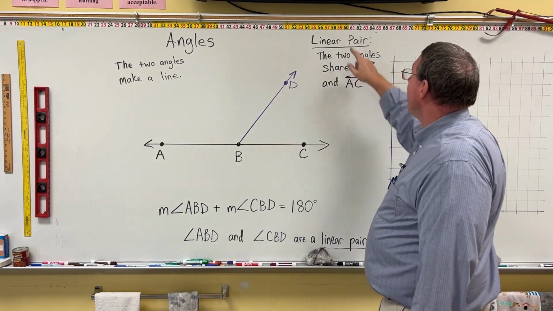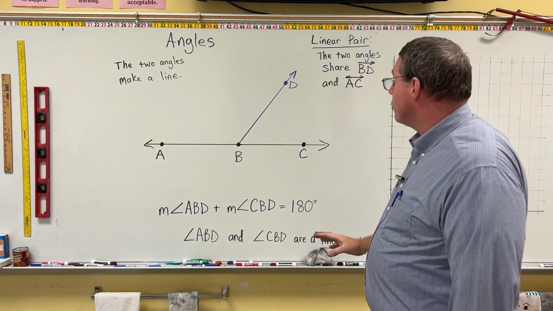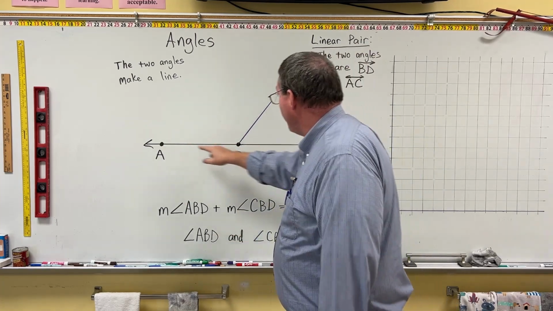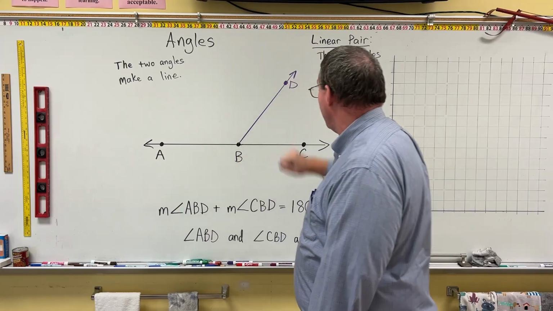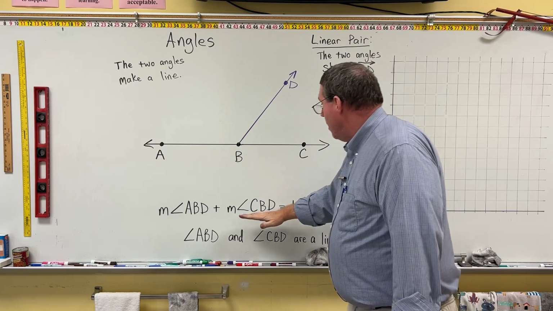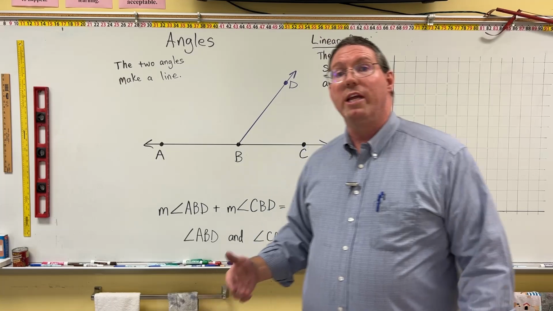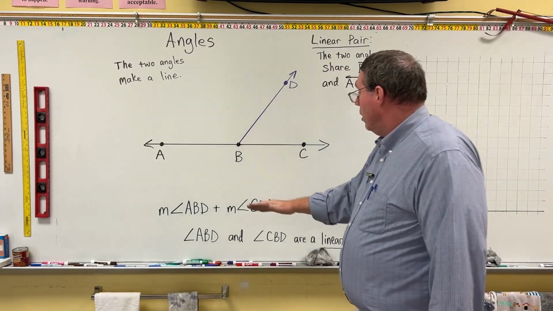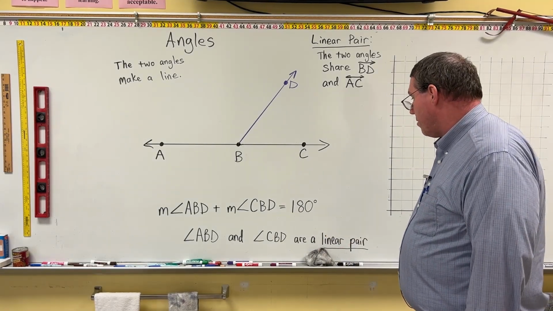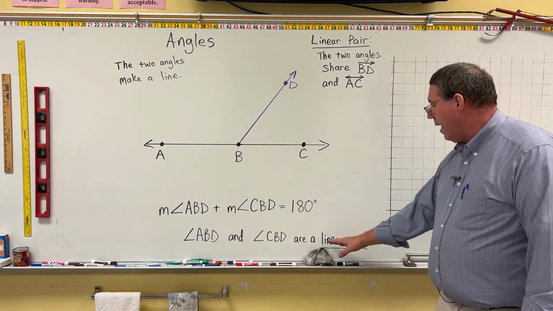Okay, when that happens, we call the two angles a linear pair. And here's the interesting thing about a linear pair. When you take the measure of angle ABD, and add to it the measure of angle CBD, that equals 180 degrees. Remember we talked about measuring angles. Well, we know that for a linear pair, if you add the measures of the angles together, it equals 180 degrees. Okay? And so we say angle ABD and angle CBD are a linear pair.